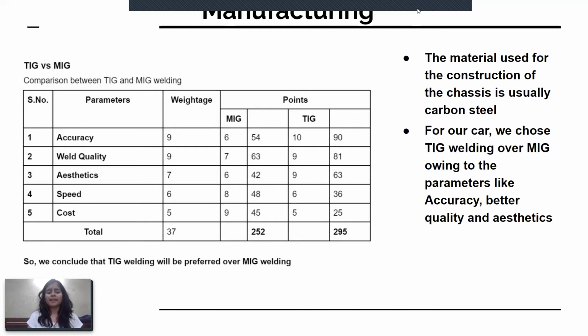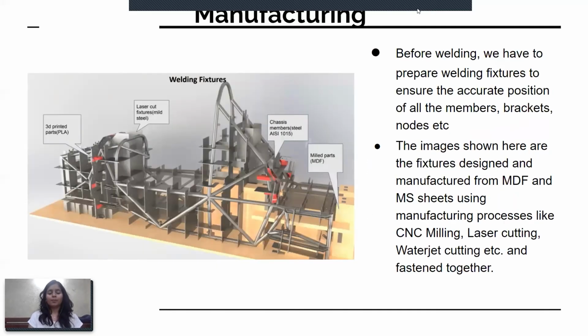Moreover, some basic welding ideologies were implemented to reduce the deformation and local heating during welding. Before welding, we have to prepare welding fixtures to ensure the accurate position of all the members, brackets, nodes, etc. The images shown here are the fixture designs manufactured from MDF and MS sheets using manufacturing processes like CNC milling, laser cutting, and water jet cutting, and fastened together. In industries at large scale, these methods differ from a race car vehicle, but the flow stays the same, followed by heat treatment and surface protection processes.